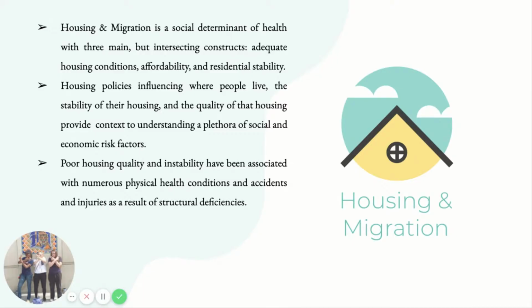Housing and migration is a social determinant of health with three main but intersecting constructs: adequate housing conditions, affordability, and residential stability. Housing policies influencing where people live, the stability of their housing, and the quality of that housing provide context to understanding a plethora of social and economic risk factors. These factors, we now know, influence chronic health conditions and contribute to significant disease burden and death. Poor housing quality and instability have been associated with numerous physical health conditions and accidents and injuries as a result of structural deficiencies.